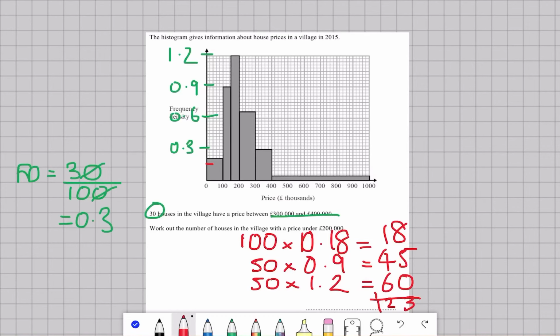So add those up. 123. So again, with this one, because the scale's really small here, if you're a few either side of that, that's fine. So if you're anything between 115 and 130, you get those marks there, as long as you've shown that working out.